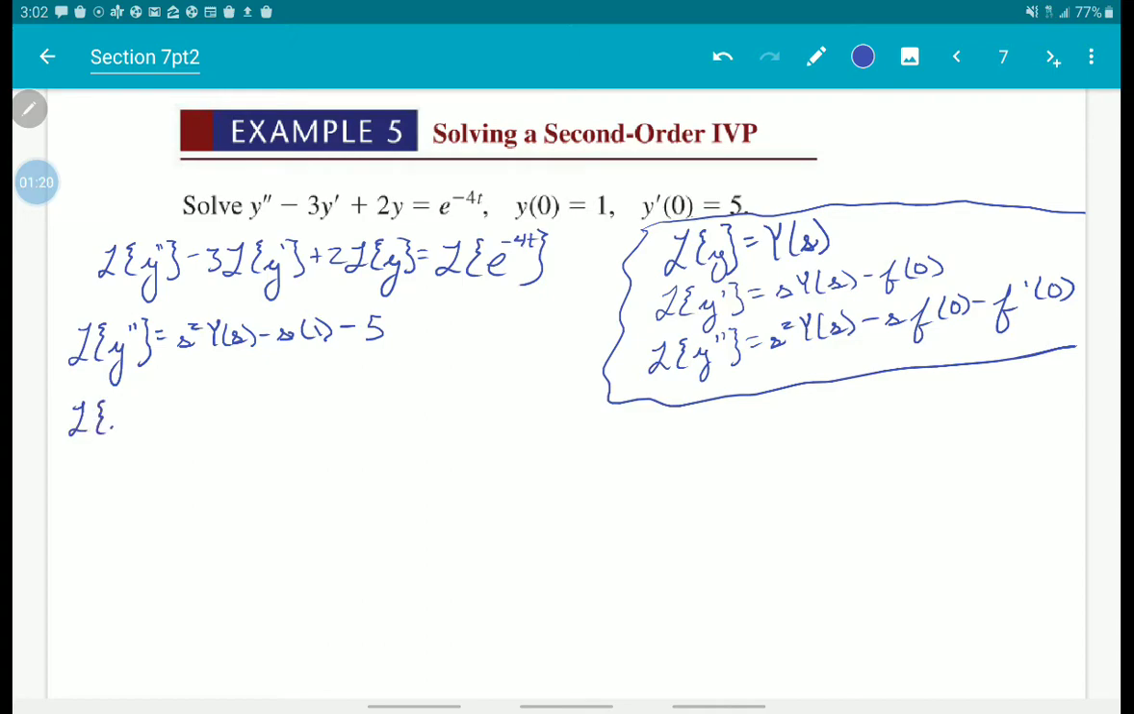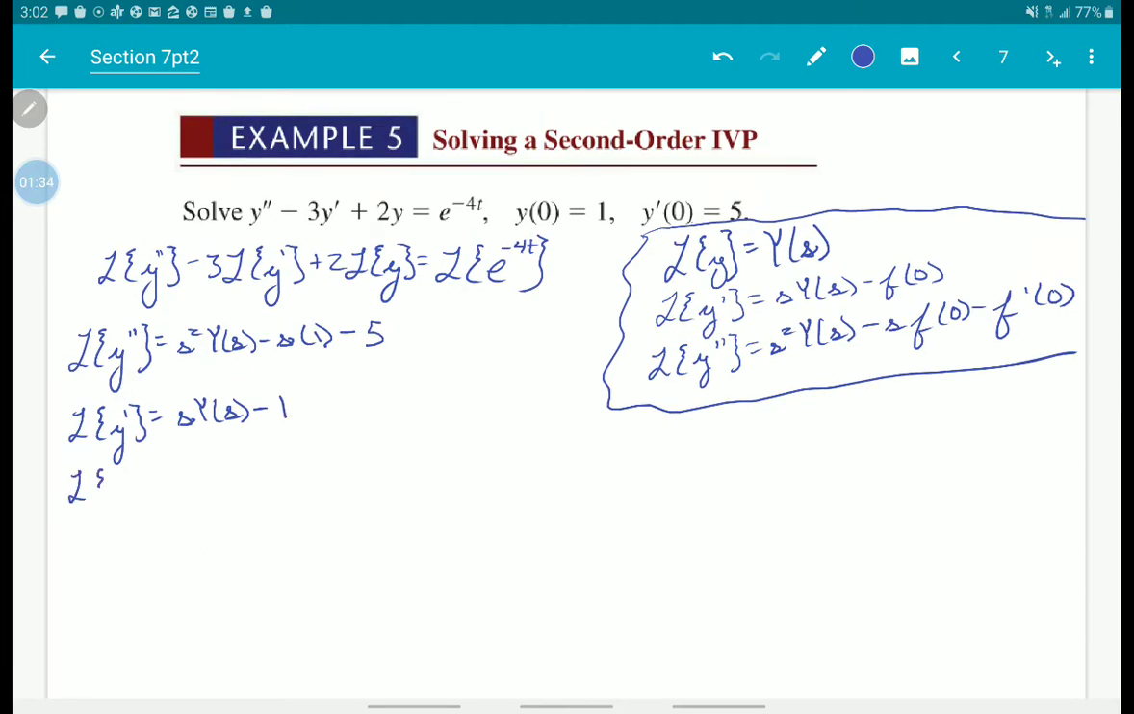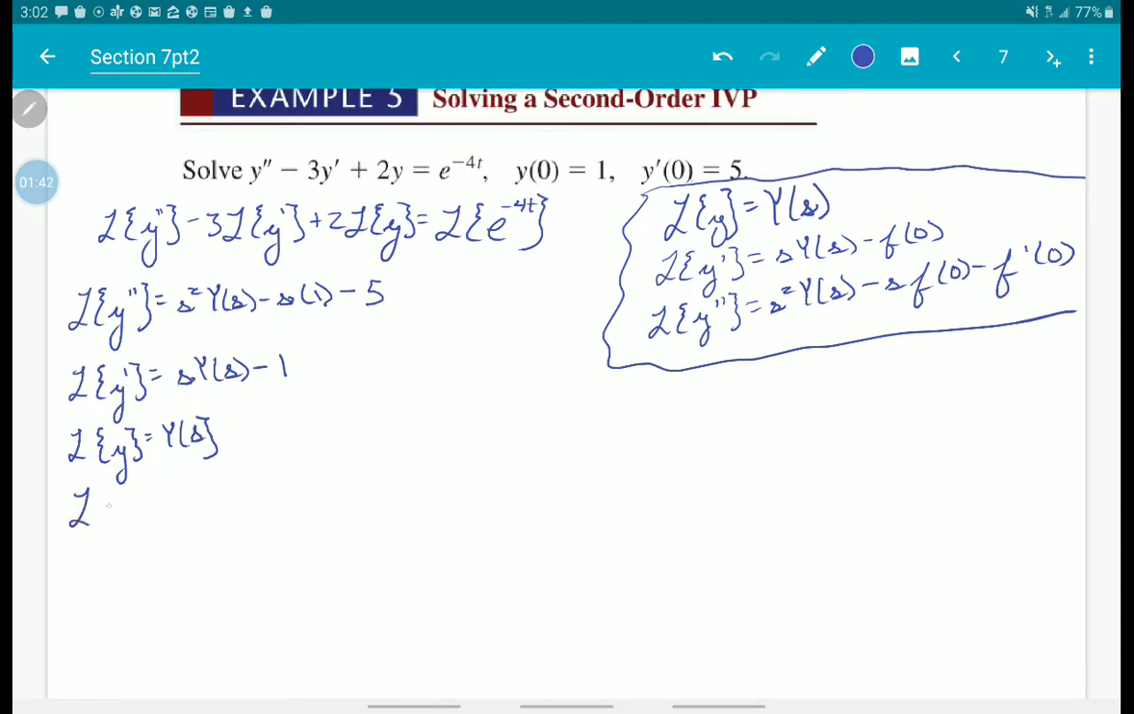The Laplace transform of y prime, going back here, is s Y of s minus f of 0. F of 0 is going to be 1. The Laplace of y is just Y of s. And then the Laplace of e to the negative 4t, we're using that table, and this is going to be row 11. It's going to be 1 over s minus negative 4, since negative 4 is our a, which is 1 over s plus 4.